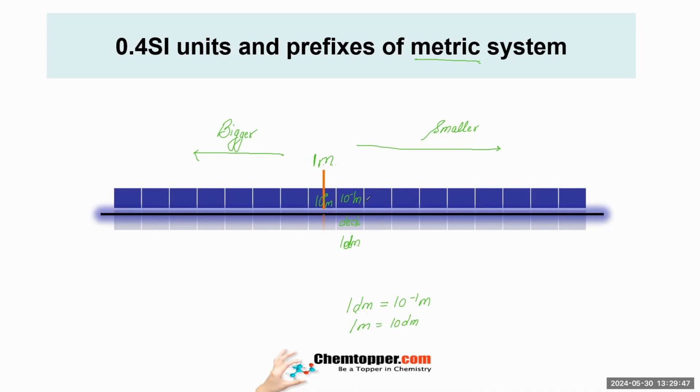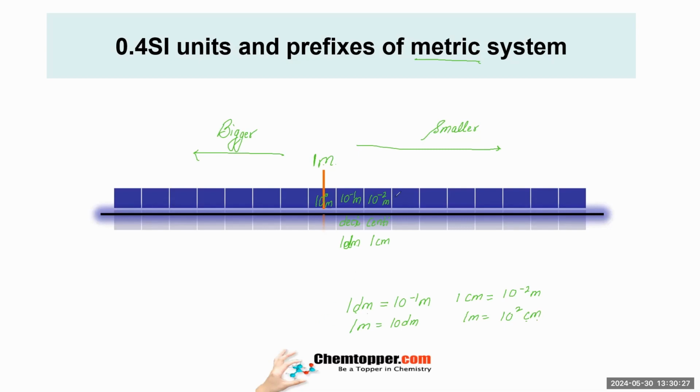Now you again divide it by 10. It becomes 10 raised to power minus 2 meter, meaning 1 over 100. We call it centi, and it is represented by small c, 1 centimeter. So what can you say? That 1 centimeter is 10 raised to power minus 2 meter, or 1 meter is 10 raised to power 2 centimeters.